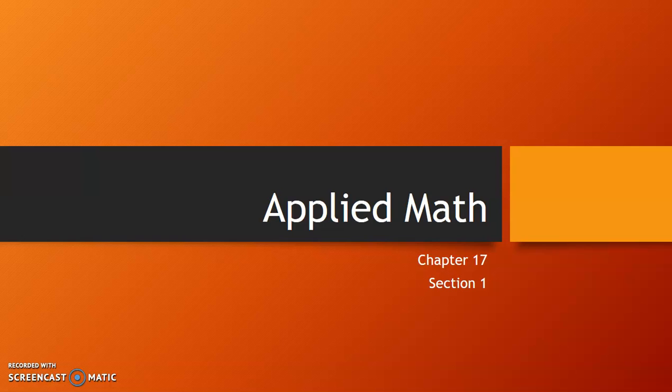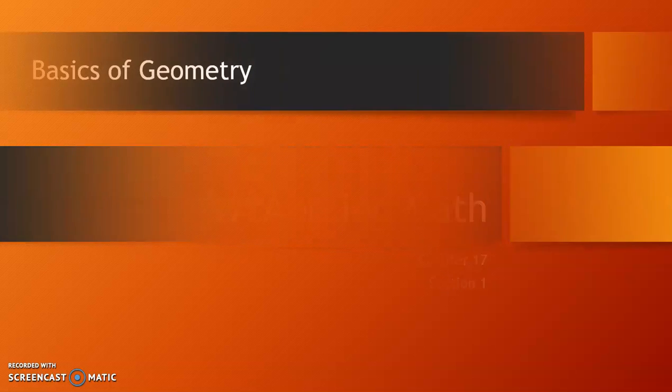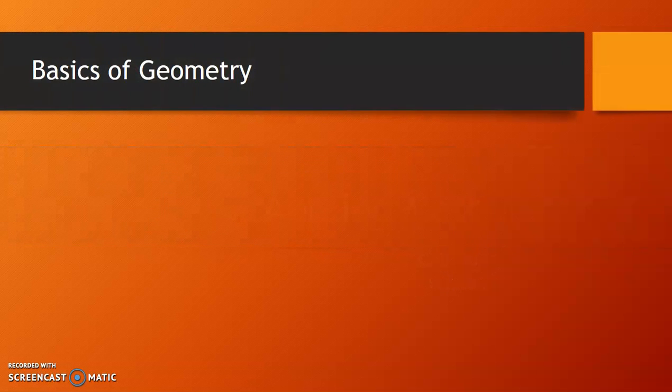For Chapter 17, we're going to be getting into some geometry. For this first section, I'm going to just be going over some of the basic ideas that you need to know of what makes up geometry before we get into different shapes. And then when we get into the shapes, we will be talking about perimeter, area, volume, all of that kind of stuff.